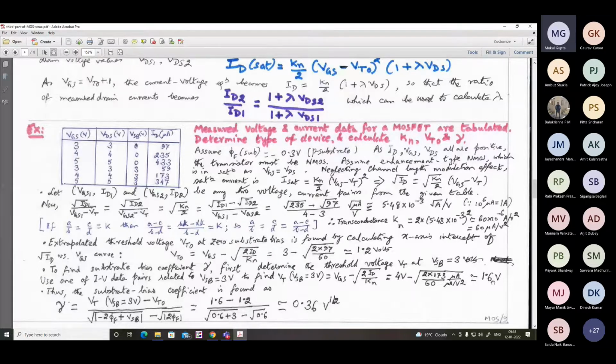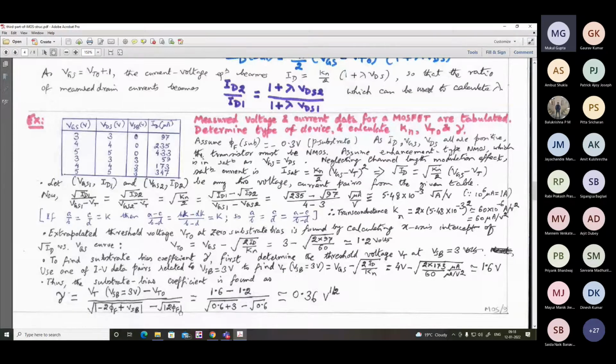Now, having found out threshold voltage corresponding to VSB equal to 3 volt, now we can calculate the gamma. So, with a given value for the electrostatic Fermi potential, that is 0.3 volt, here all the values are given: 1.6 minus 1.2, and 2φF equal to 0.6, so 0.6 plus 3 minus root 0.6, roughly equal to 0.36 volt per V to the power half.